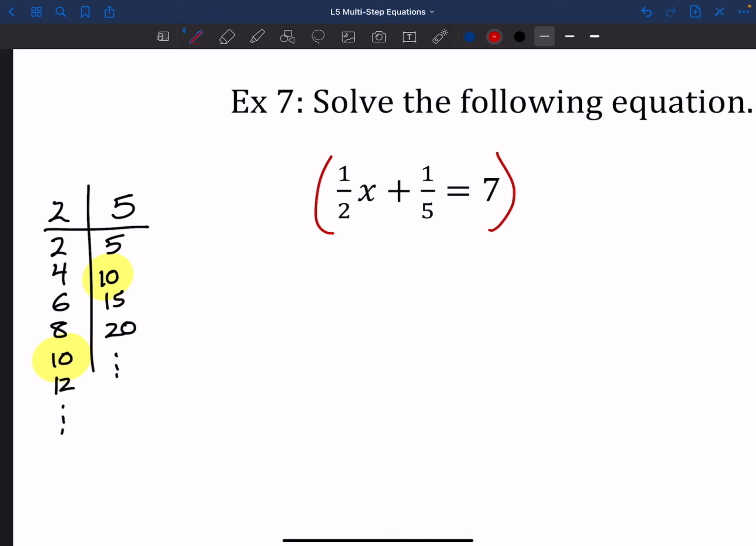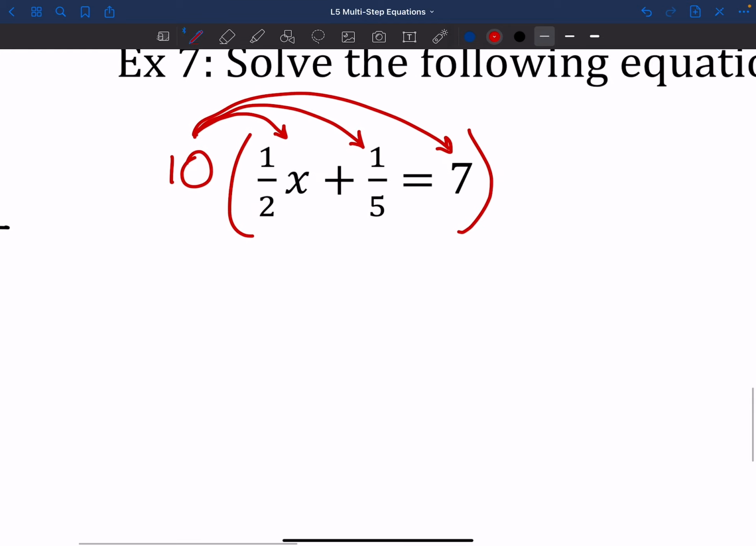I'm going to multiply everything by 10. So I'm going to put everything in some big parentheses, big 10 on the outside, and we're going to distribute that into these parentheses, across the entire thing, including the other side. Okay. So when I do that, we get 10 times 1/2.